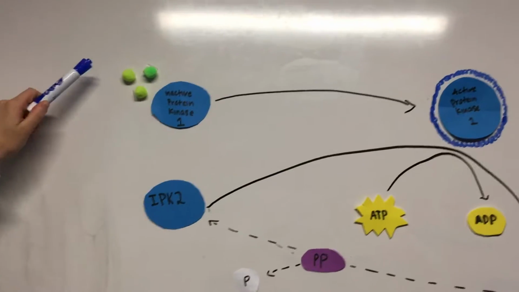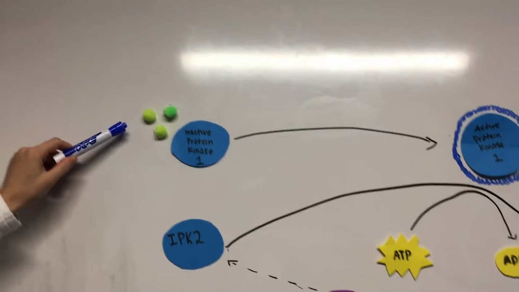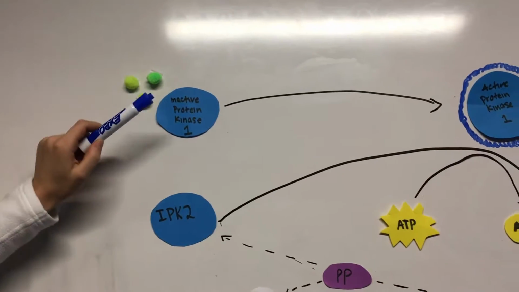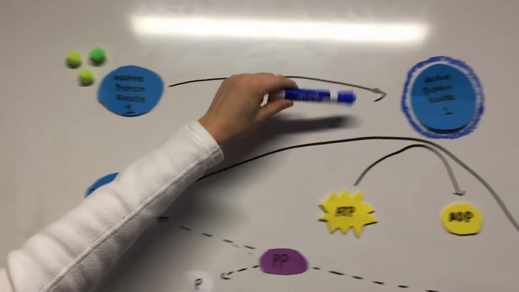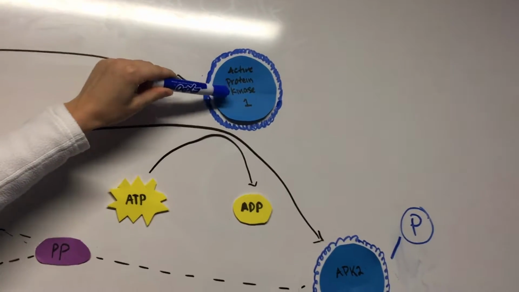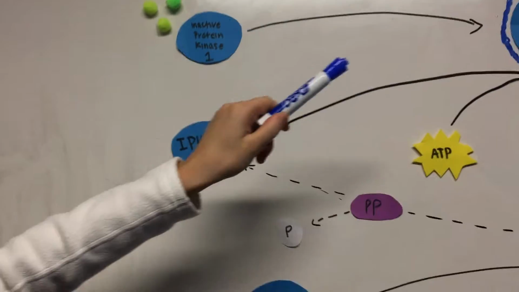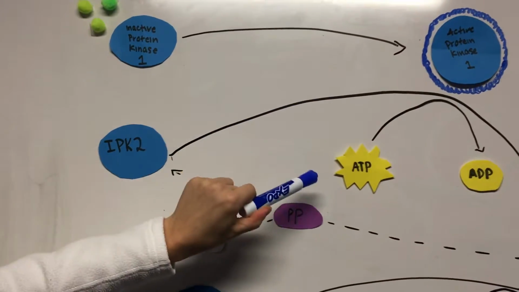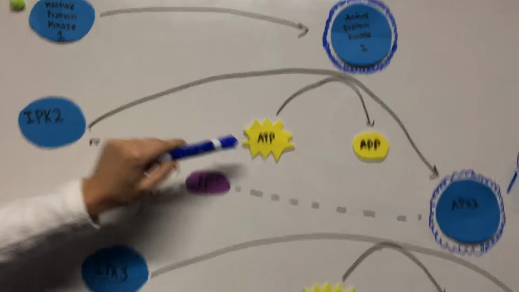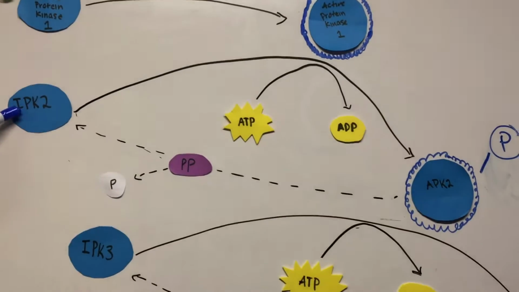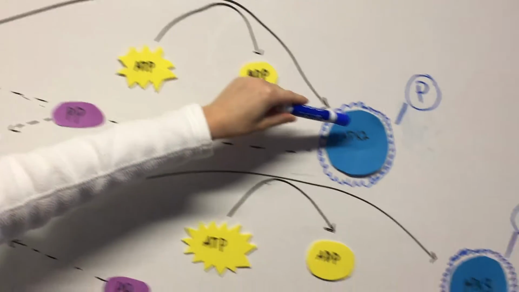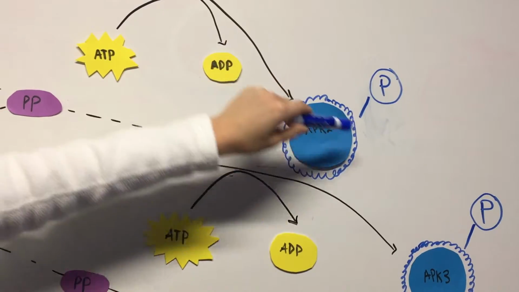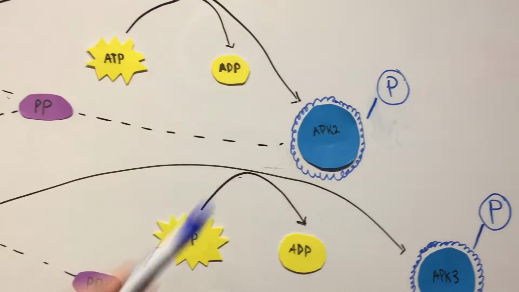A second messenger from the cytosol, in this case calcium, activates an inactive protein kinase 1 and therefore becomes active protein kinase 1. Then the active protein kinase 1 binds to ATP and an inactive protein kinase 2. It then releases ADP and active protein kinase 2, which is bound to the phosphate.